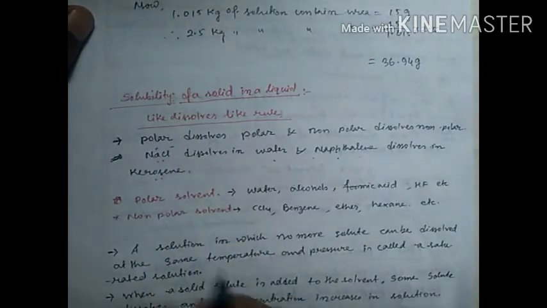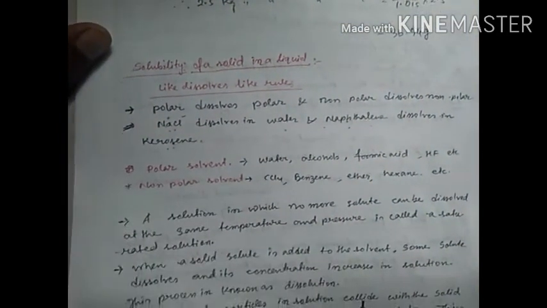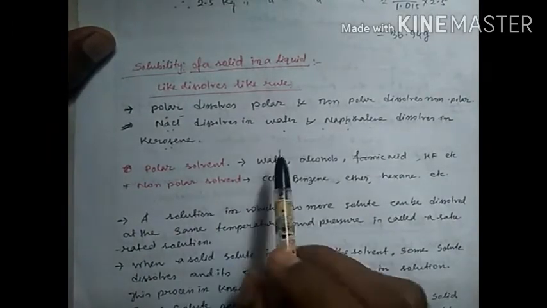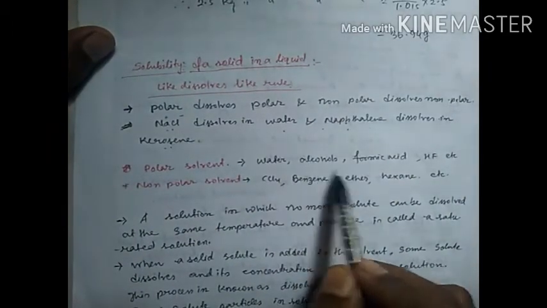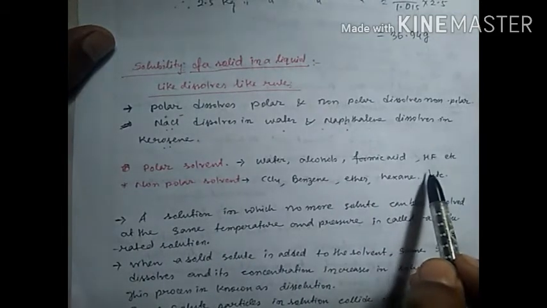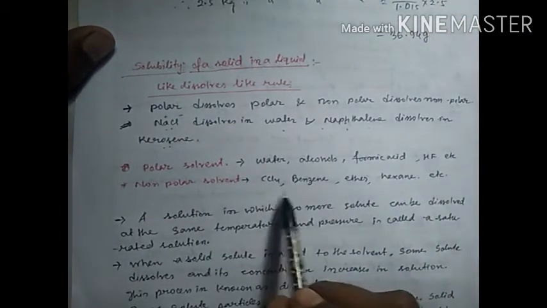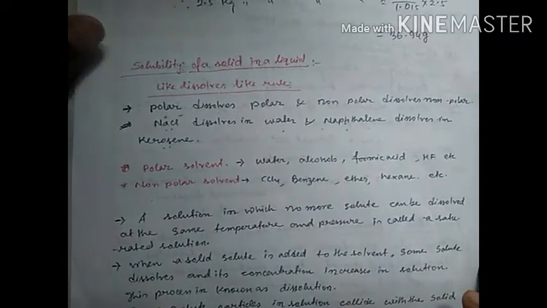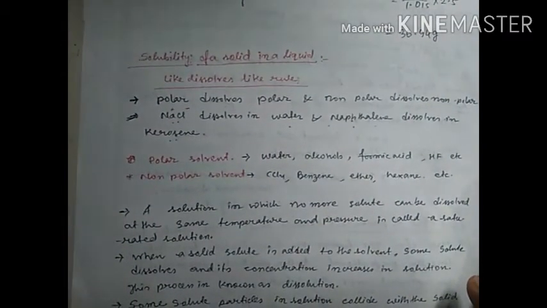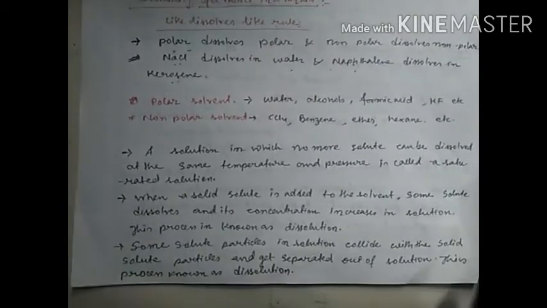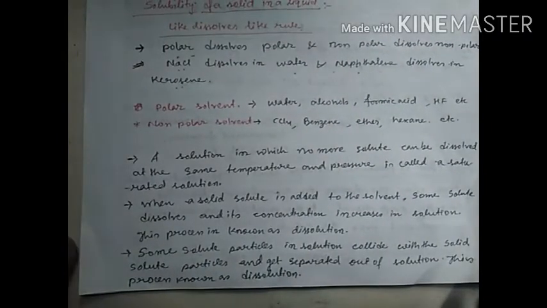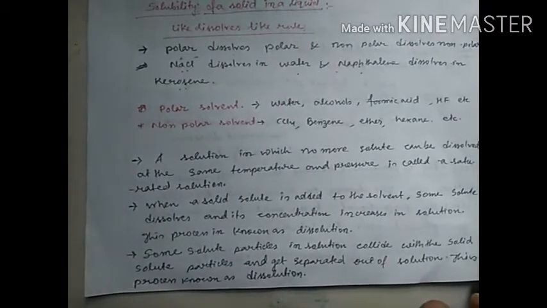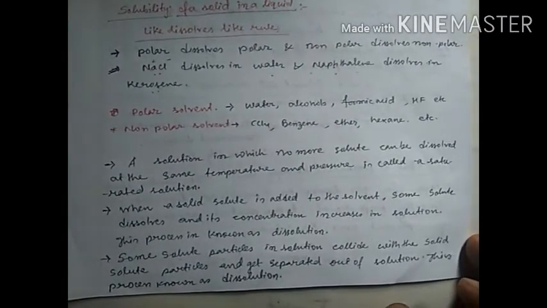Here are some important examples. Polar solvents are water, alcohol, formic acid, hydrofluoric acid, etc. And non-polar solvents are carbon tetrachloride, benzene, ether, hexane, etc. Now, there are 2-3 short definitions you have to know about. These do not usually come in a question, but you have to know what they mean really.